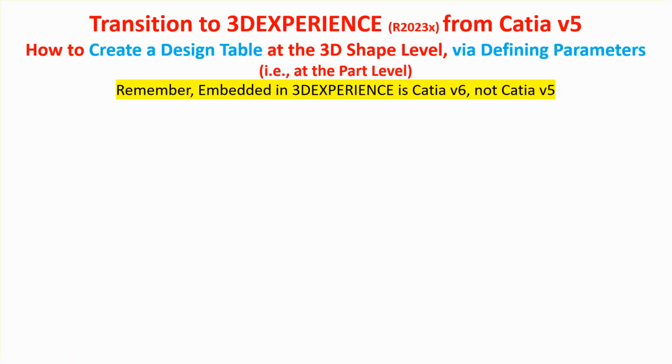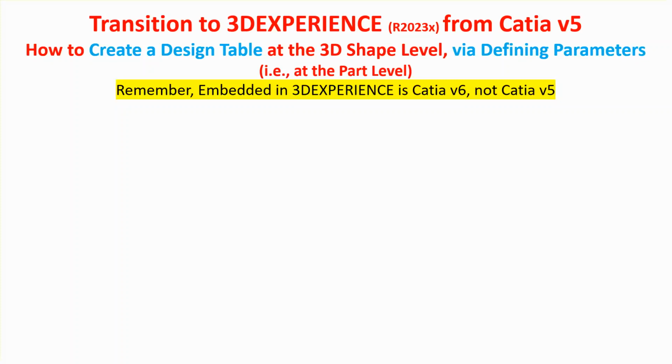Now, the first video that I did was to show you how to actually create parameters and equations in 3D Experience and actually display them in the tree. And I did that in the context of a part, which by the way, part is the reference to things in CATIA V5, in 3D Experience called 3D shape, okay?